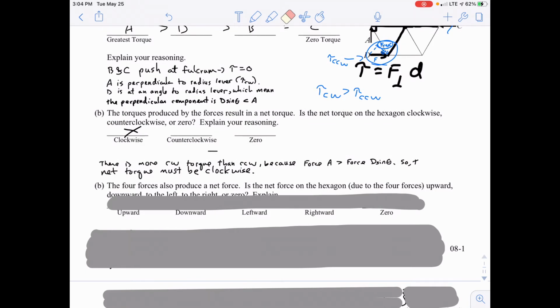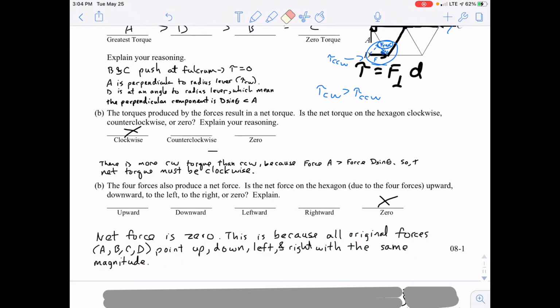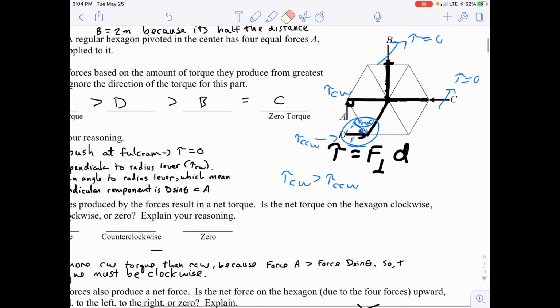The four forces also produce a net force. Is the net force on the hexagon due to the forces upward, downward, to the left, right, or zero? Well, it's going to be zero. Because if you look at the forces, just look at the direction of forces.